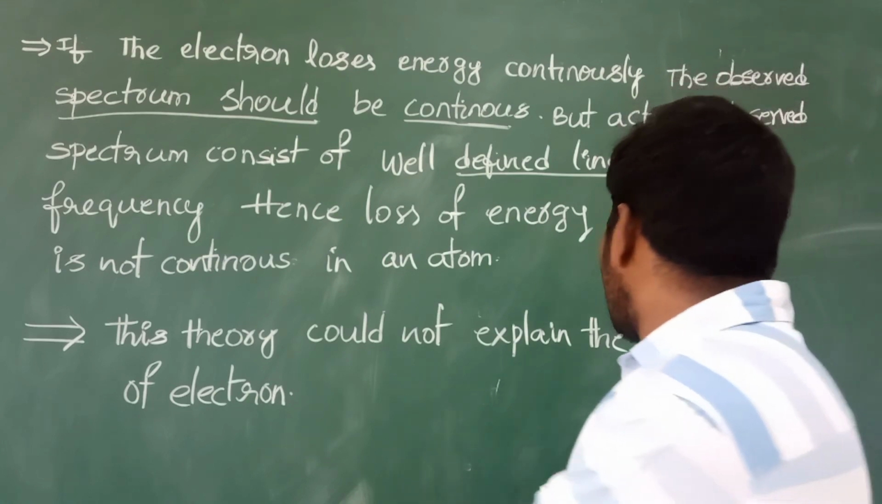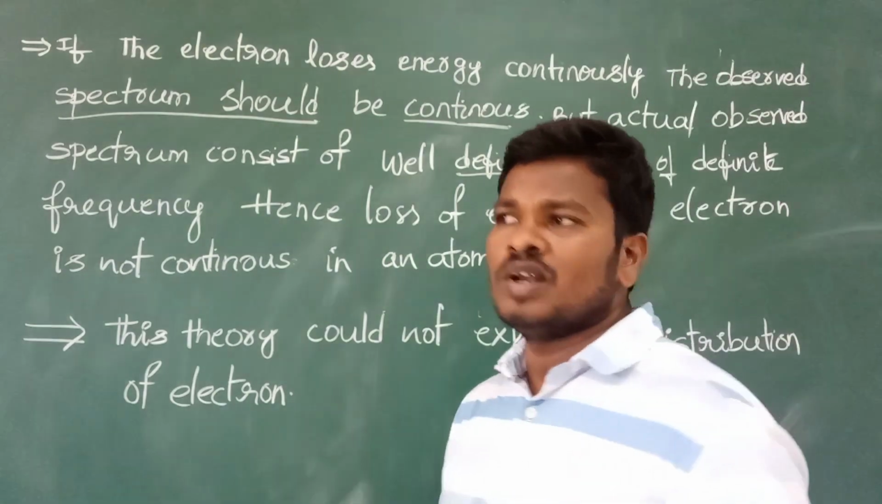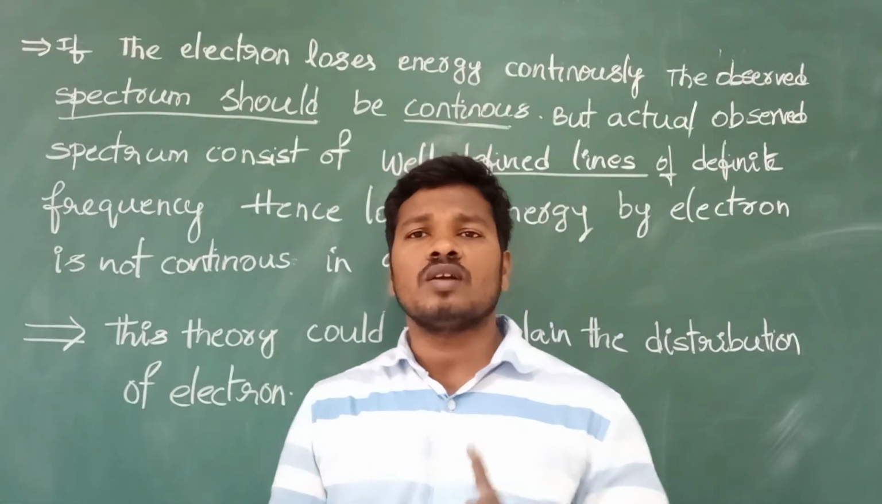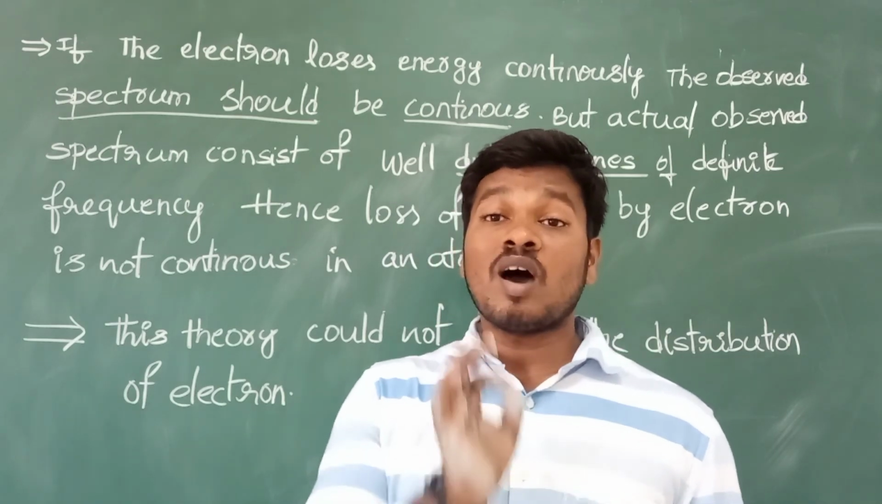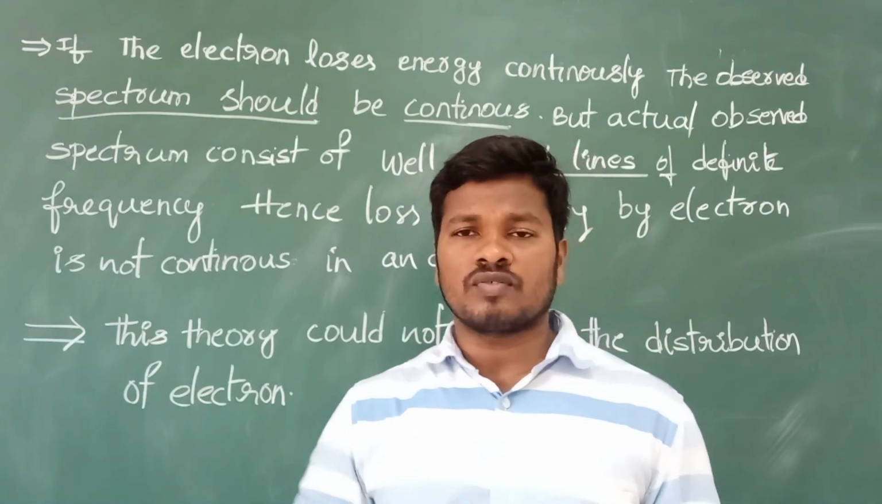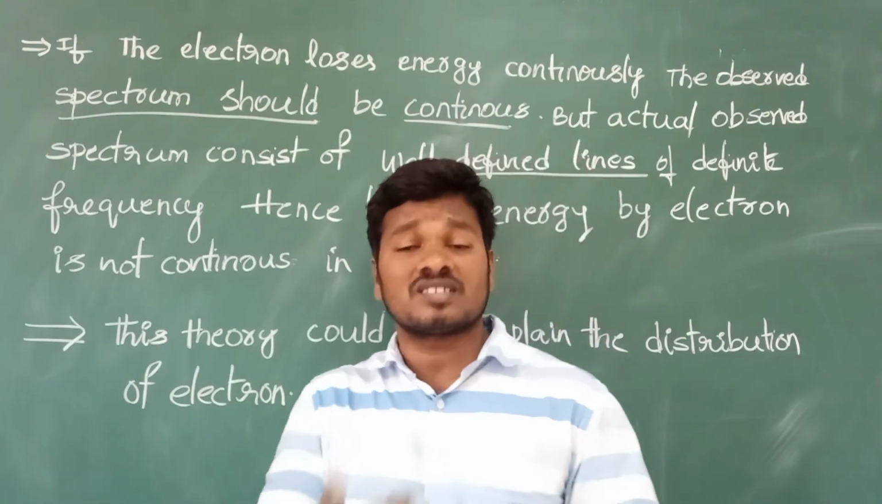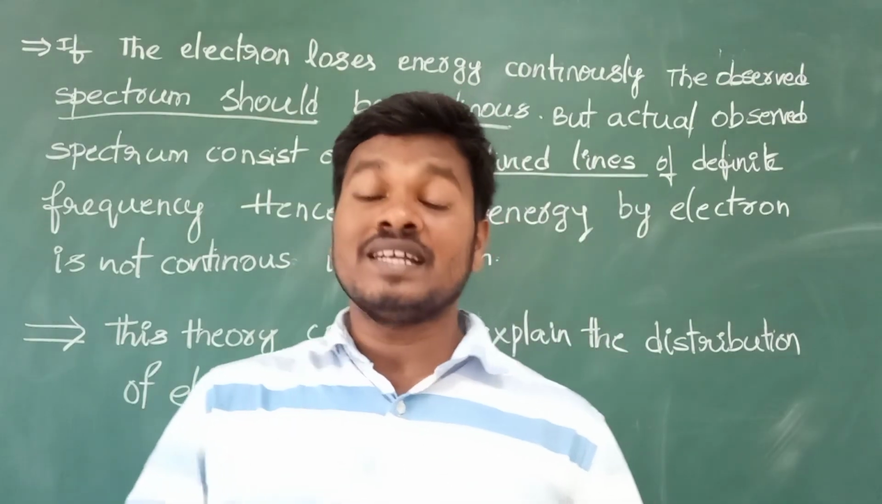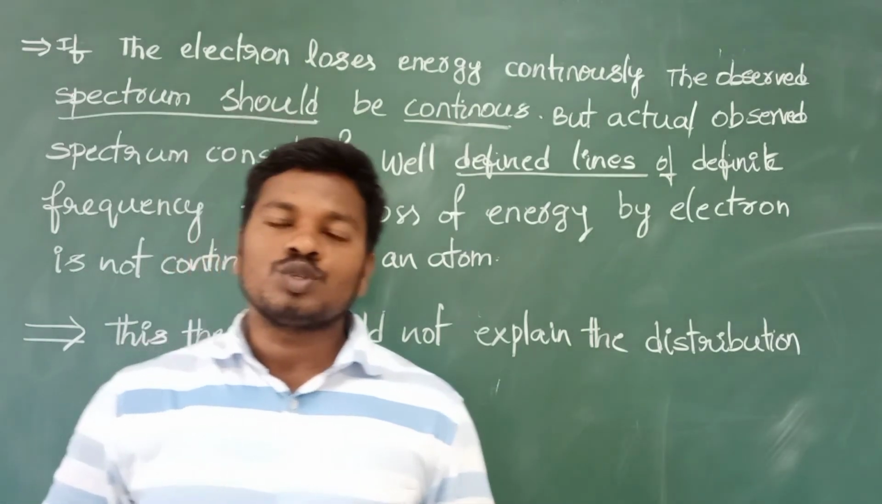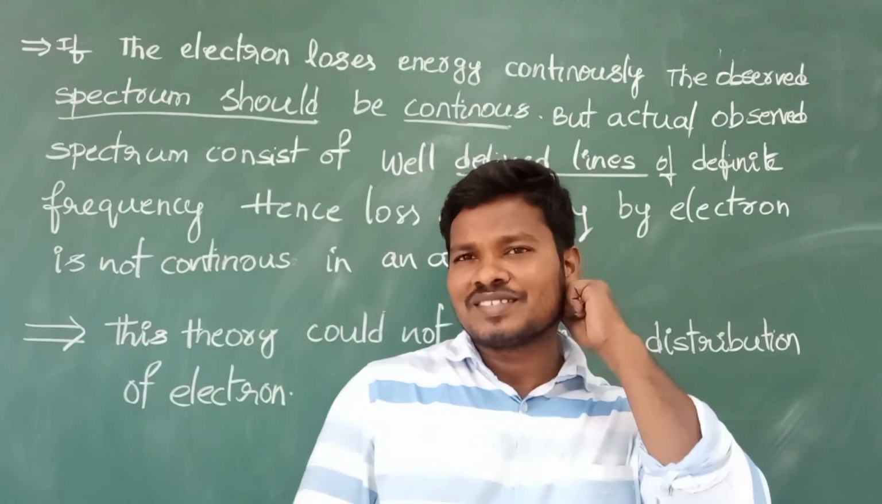Next, this theory could not explain the distribution of electrons. He only said that electrons are revolving around the nucleus in a circular path. But how many electrons are there in the first path, the second path, the third path? What about the subshells and the shells? He didn't explain anything. So this is about the Rutherford drawbacks.